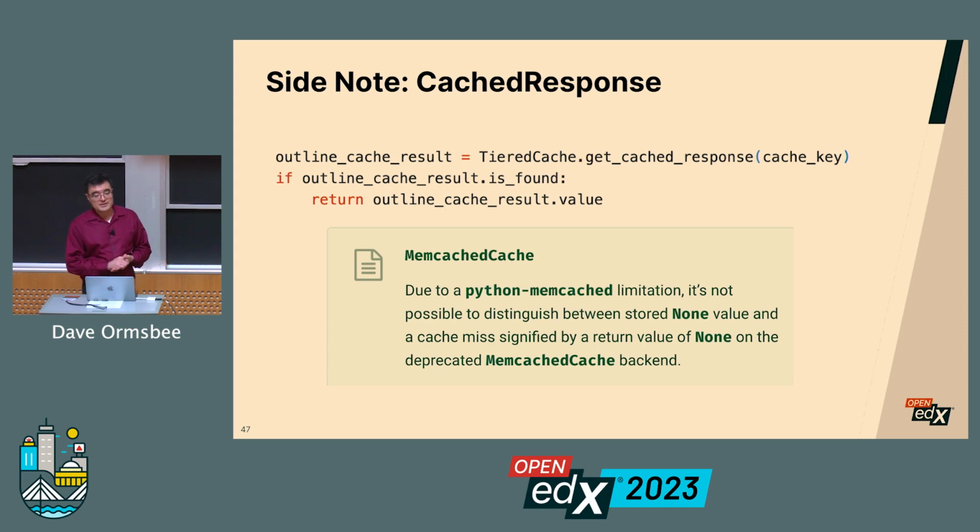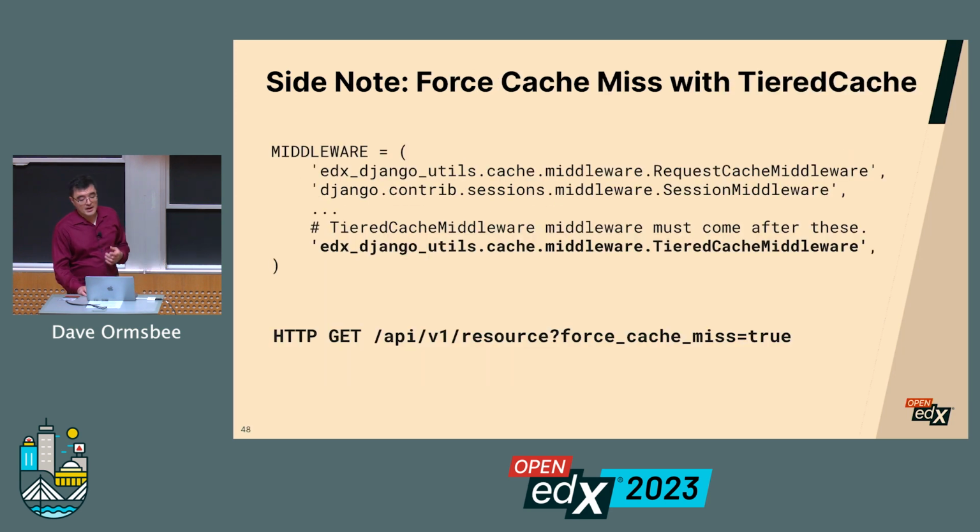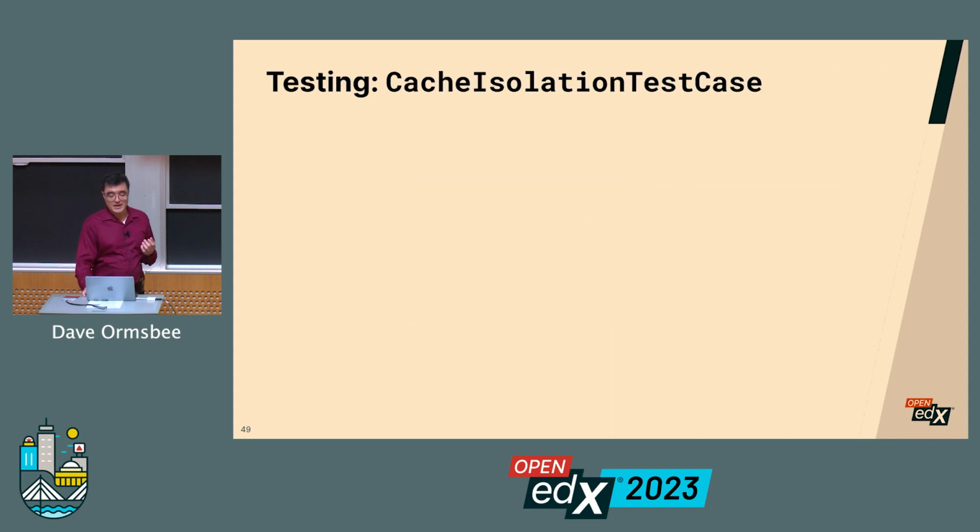Also, the other thing to note is that it does suffer from the same underlying memcache issue, where if you save none into memcache, you will get a cache miss when you're trying to pull it back. Request cache doesn't suffer from that issue, so you'll get a miss on the memcache on the outside, but the request cache will do the right thing and cache it properly. You can force cache miss with the tiered cache if you add this middleware. There are more details about this in the docs, just for a debugging tool.